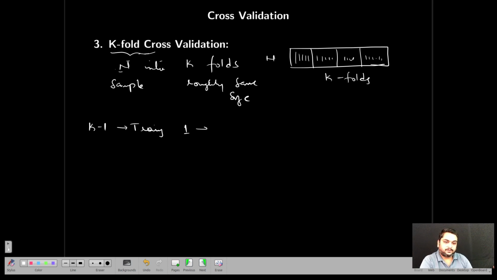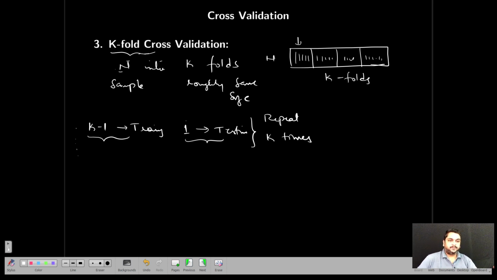You can use it for testing and repeat it k times, just like your leave one out. So one part is left, and the rest, k minus 1 folds or parts, are used for training, and this is repeated for k times.